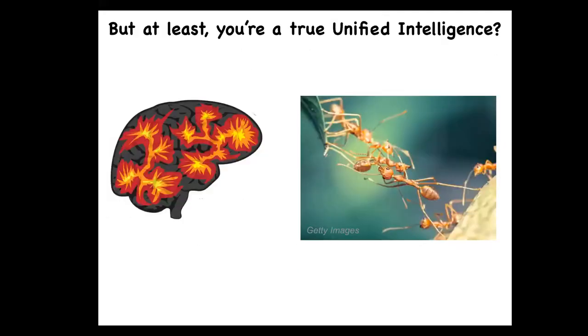And many people feel that, well, okay, so there is this strange progression from a blob of chemistry into an actual cognitive human, but at least we're true unified intelligences. We're not like ants and beehives and things like that, which people speak of as collective intelligences, but who knows? They're not like us. At least we are centralized intelligences.